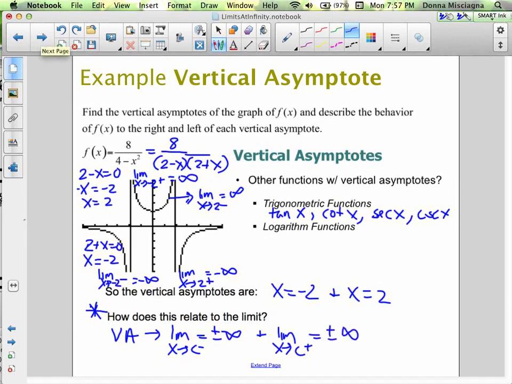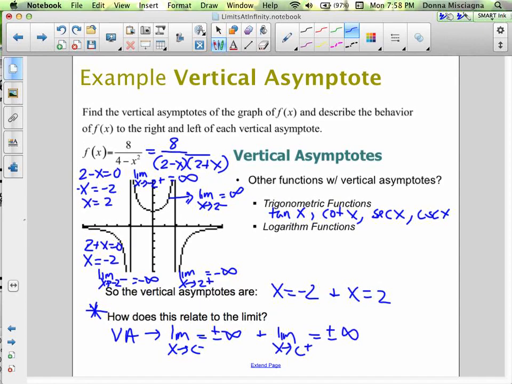Notice I have these two one-sided limits. And when I was describing the behavior of my rational function, I had all one-sided limits. When we're talking about vertical asymptotes, we're looking at our one-sided limits as x approaches from the left-hand side and the right-hand side. Those don't have to go to different ones. One could go to positive infinity and one to negative infinity, or they could both go to positive infinity, or both to negative infinity. But we're looking from either side at what's happening.